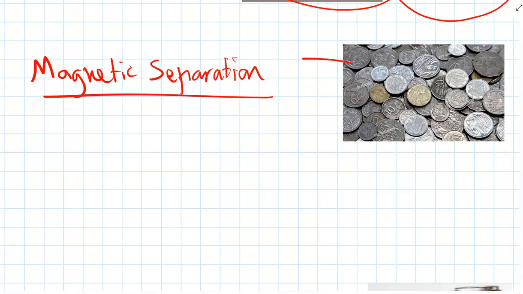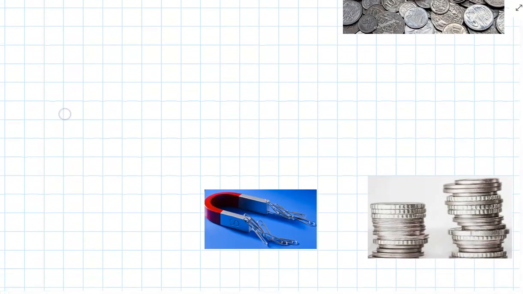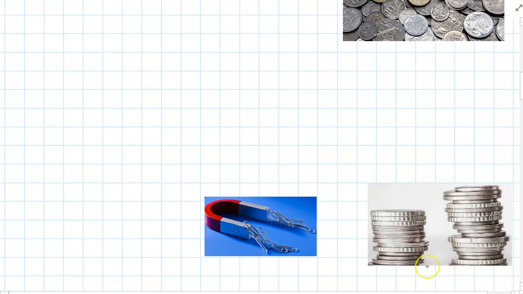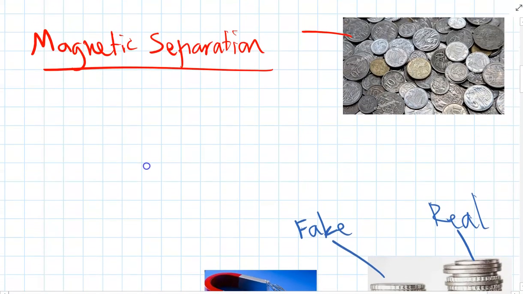The name pretty much says it all. You take a nice big strong magnet, and you hold it over the mixture, and it will collect only the fake coins, which are made of iron, and all the real coins will be left behind. So you'll have two piles: the fake magnetic coins and then the real ones. So you've managed to separate the mixture.